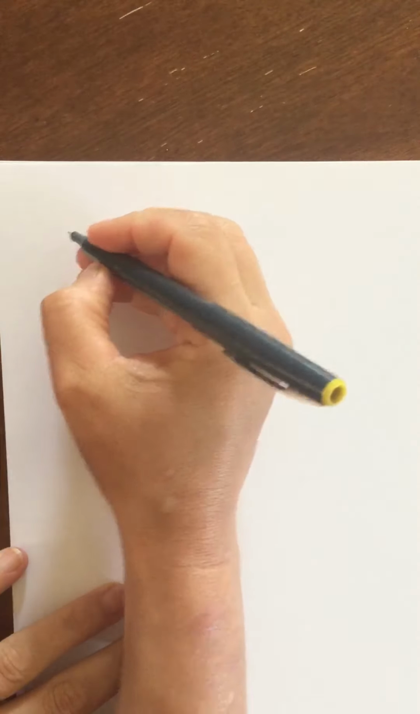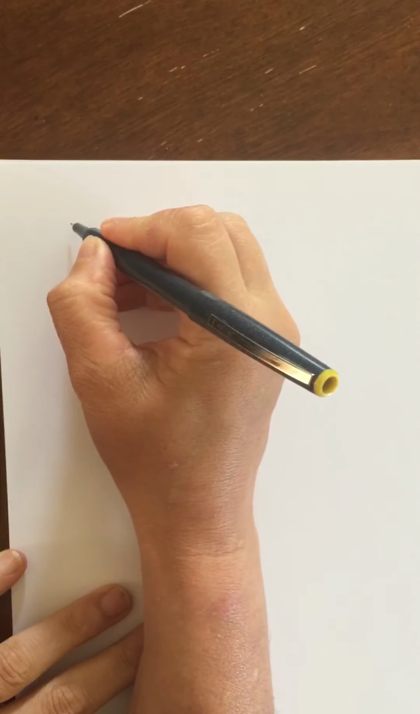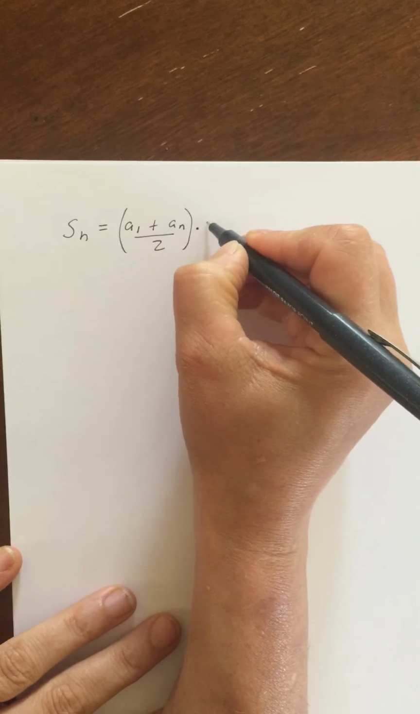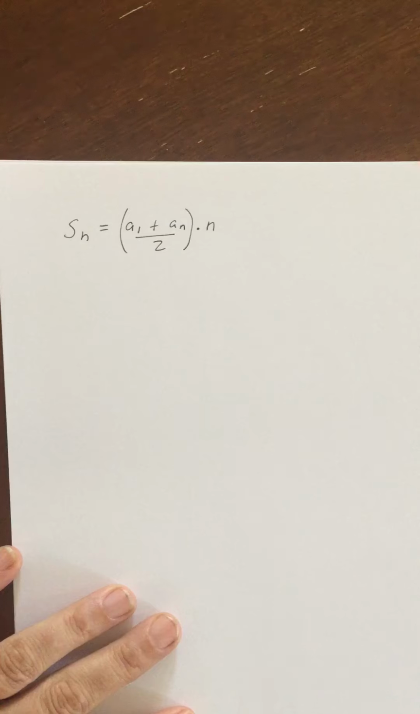So let's do some problems where we use the formula of how to sum up the terms of an arithmetic sequence. Okay, so let's review what that formula is. The sum of the first n things in an arithmetic sequence, which would be called a series, would be the first term plus the nth term, averaged, and then times the number of terms. So it's a really easy formula.